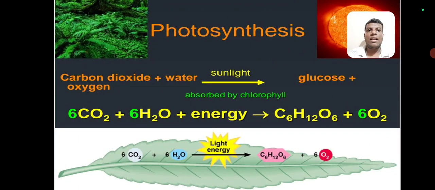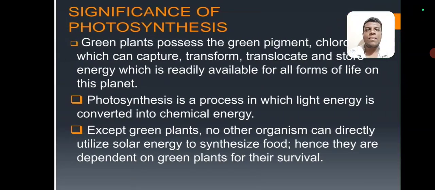This is the chemical reaction of photosynthesis. 6CO2 plus 6H2O plus energy gives rise to C6H12O6 plus 6O2. When carbon dioxide and water are mixed in the presence of sunlight absorbed by the chlorophyll, glucose, stored as starch, is given as the output.